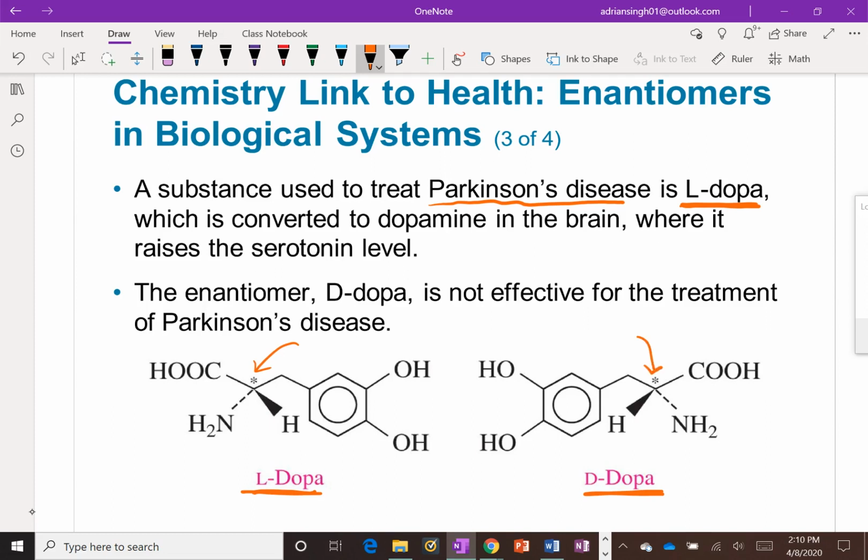All right, you can see here that the molecular formula is the same, but just how these groups are attached to that chiral carbon are slightly different. That actually means that D-DOPA, the one on the right side here, is not effective for the treatment, but this one here on the left is. Right, and the only difference between them is how those 4 different groups around that chiral carbon are arranged relative to each other. And that simple difference in the arrangement makes a huge difference in the function or the lack of function of the molecule.